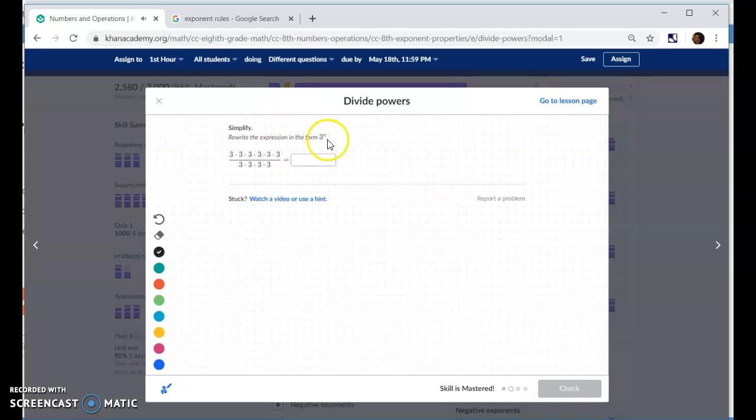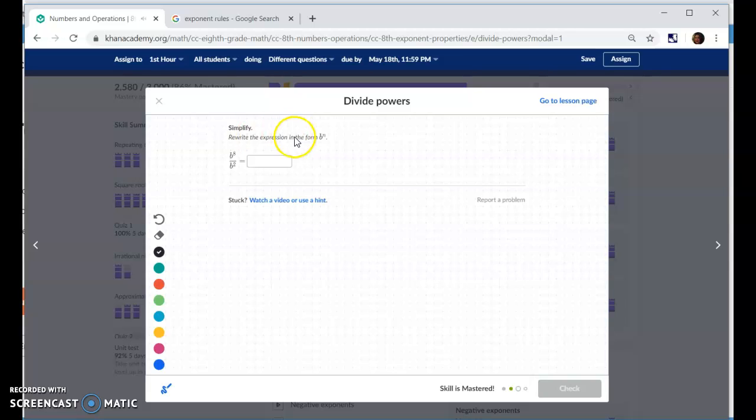It says rewrite the expression in the form 3 to the nth power. Okay, so basically we're just going to see how many of these we can cancel out here. So that one, that one, that one, that one. That leaves us with 3 to the second power. It leaves us with 2 3s. So that would be 3 to the second power. Check. Okay.